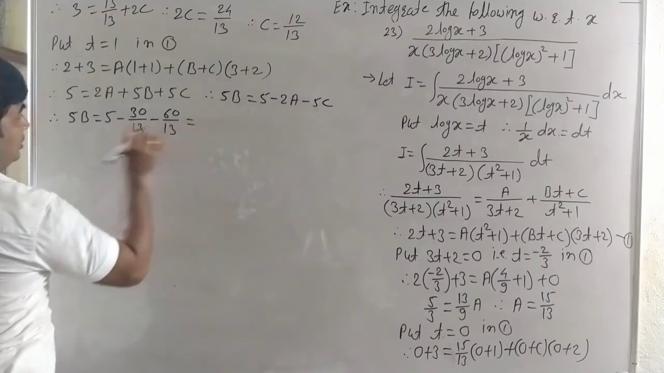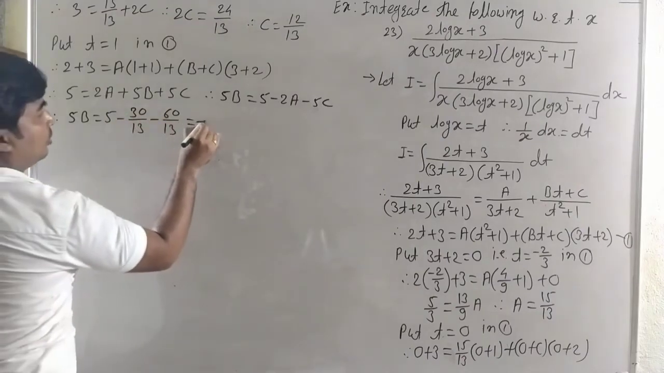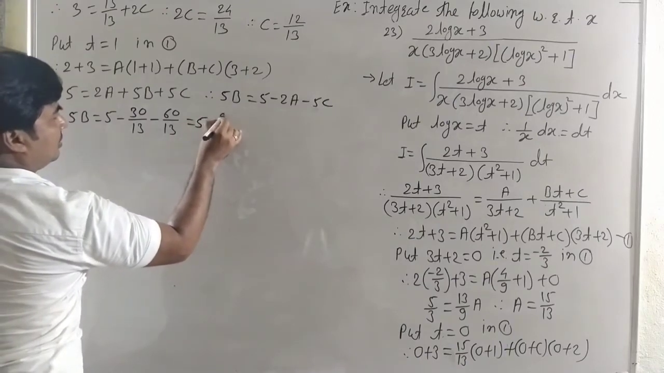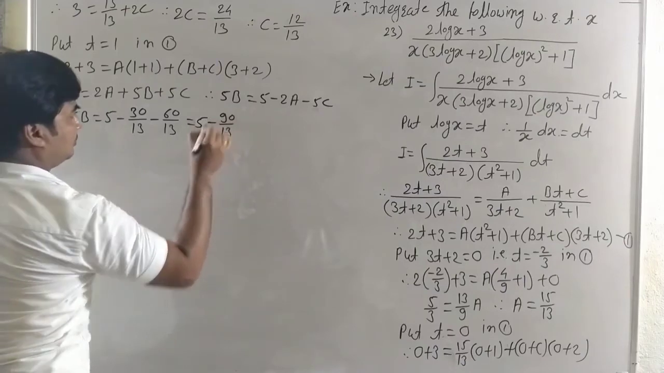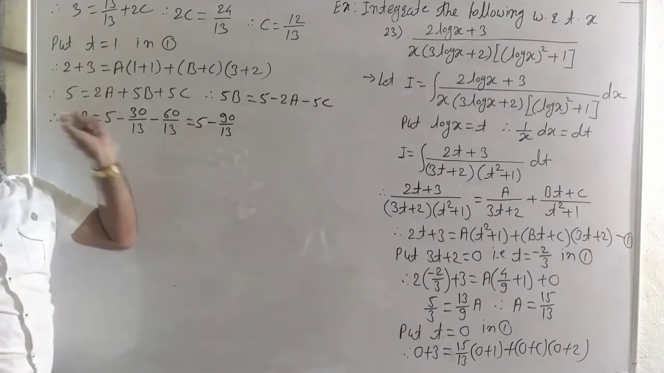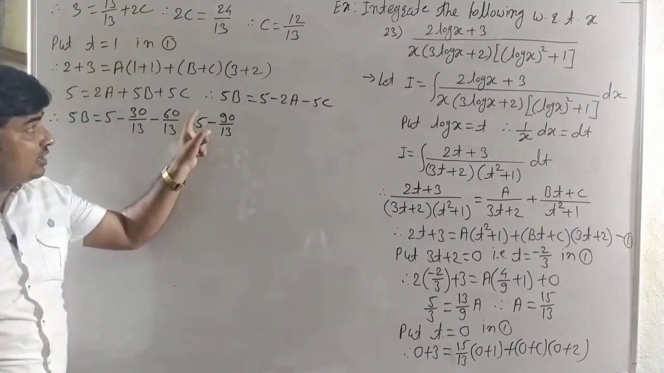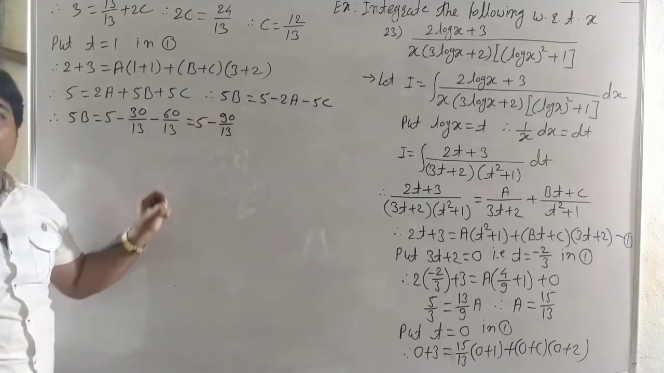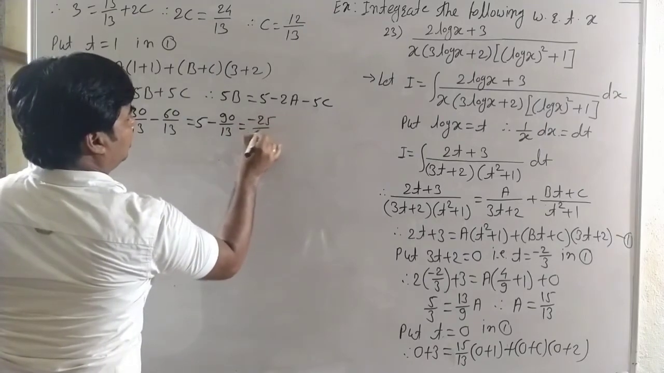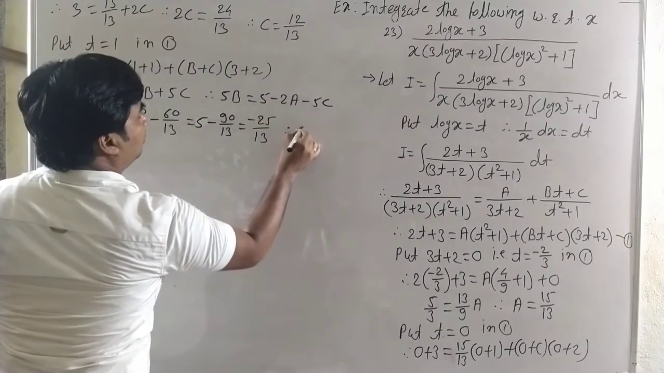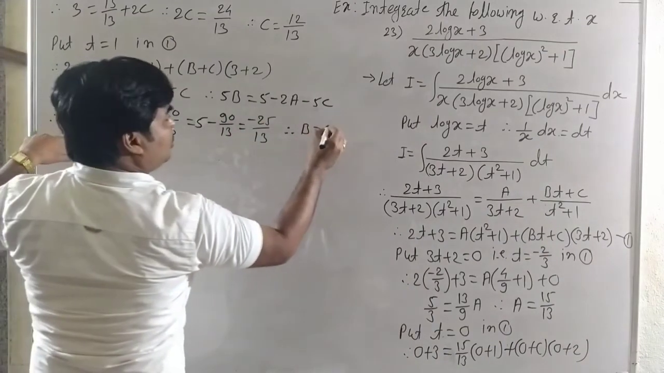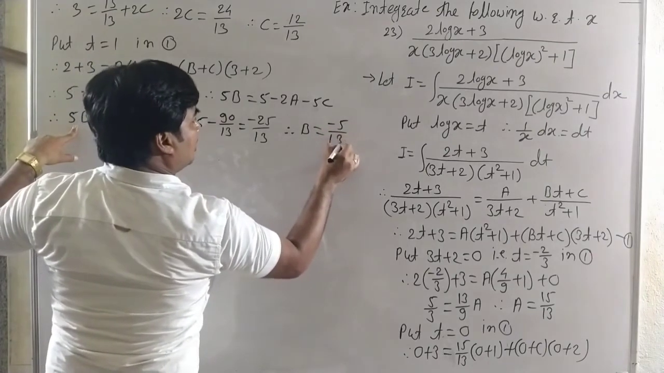Now check the calculation. It is minus 30, it is 90, therefore minus, sorry, it is 5 minus 90 by 13. Now 13 into 5 is 65, that is 65 minus 90, it is minus 25 by 13, and therefore 5b is equal to minus 25 by 13, therefore b is equal to minus 5 by 13. It is the value of b.